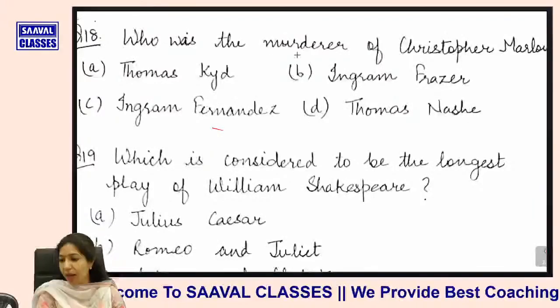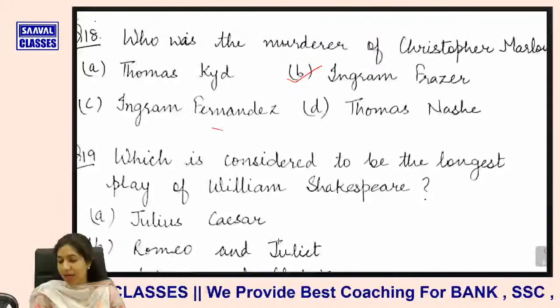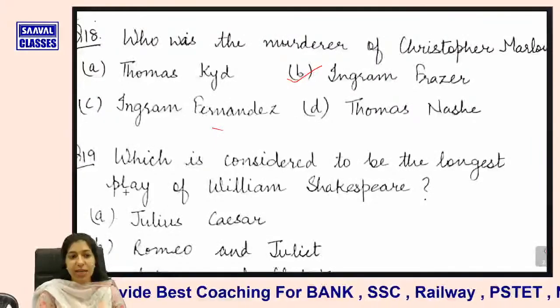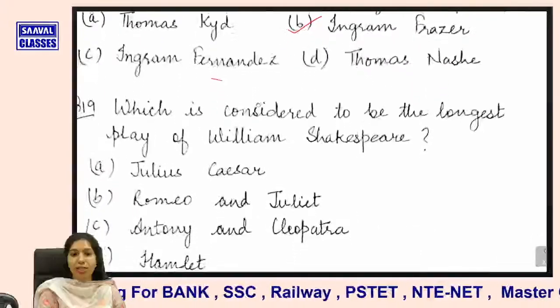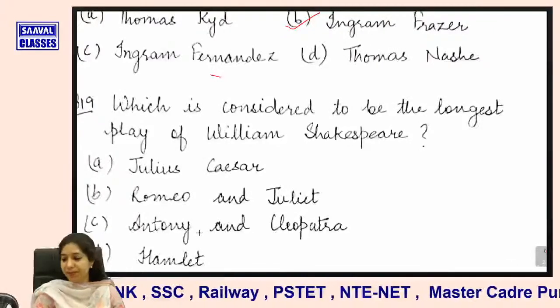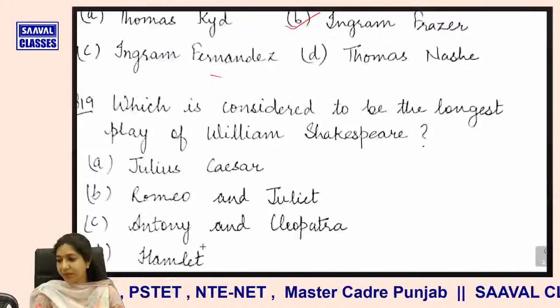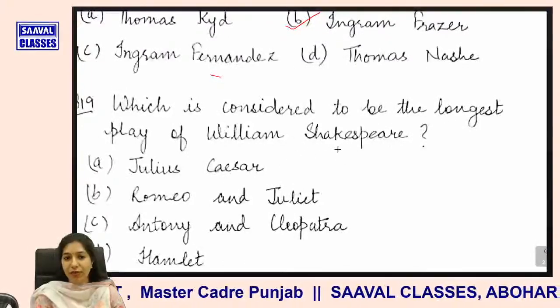He was murdered by, yes, the correct option is B. He was murdered by Ingram Fraser. Right? Then next question is, which is considered to be the longest play of William Shakespeare? You all know that very well. Which is considered to be the longest play of William Shakespeare?